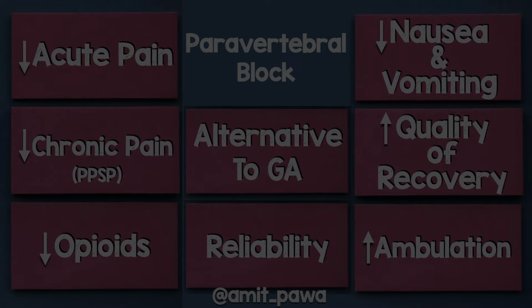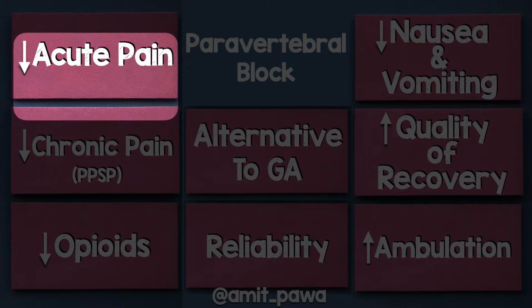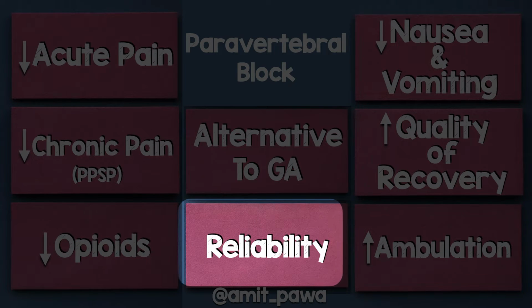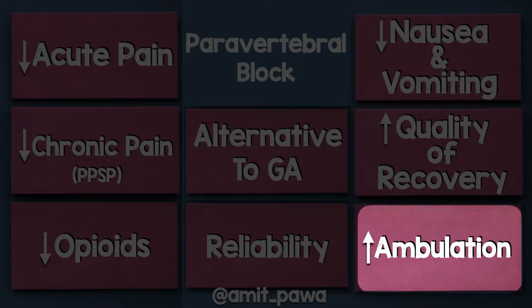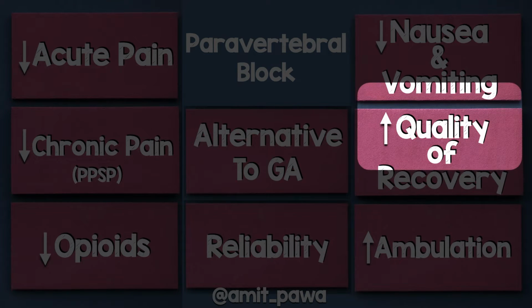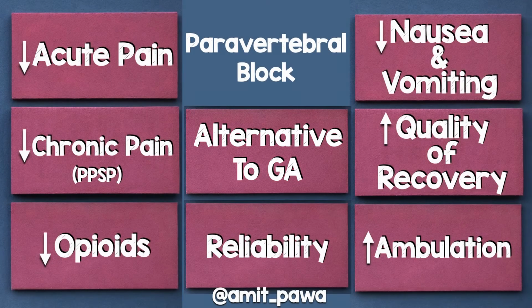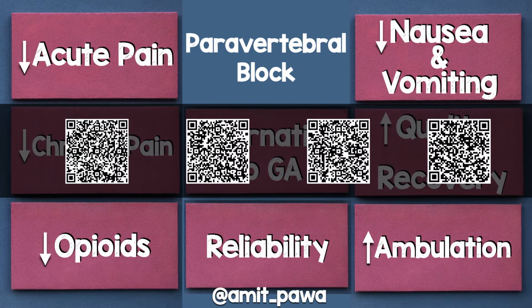And we also know that the paravertebral block has been demonstrated to reduce acute pain, to reduce chronic pain, and to show a reduction in opioid requirements. It's a reliable technique when you can perform it. It's associated with increased ambulation, enhanced quality of recovery, reduced nausea and vomiting, and what I'm most interested in is the fact it can be used as an alternative to general anaesthetic. Now, there are a whole host of papers that might show you that evidence, but I've just highlighted a few papers here via these QR codes. If you were to scan them individually, they would take you to a few review articles and some papers that show you why the paravertebral block is the best, in my opinion.